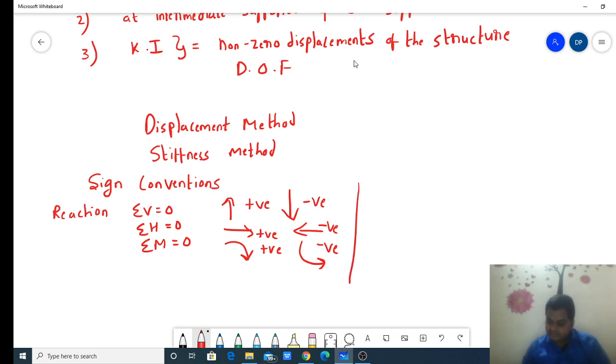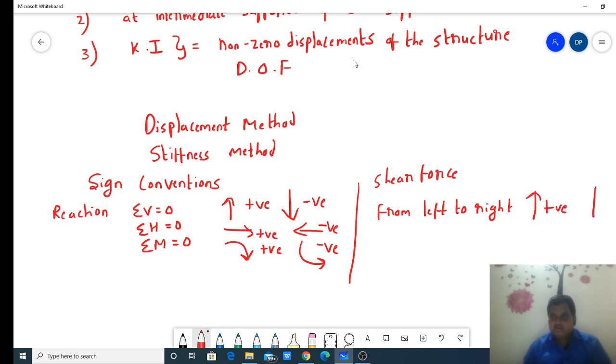Similarly, if I talk about shear force, my sign convention for all the numericals on shear force will be from left to right. From left to right, upward force I consider positive, and downward force I consider negative. So this is with respect to shear force.